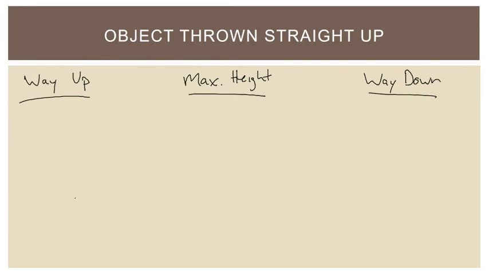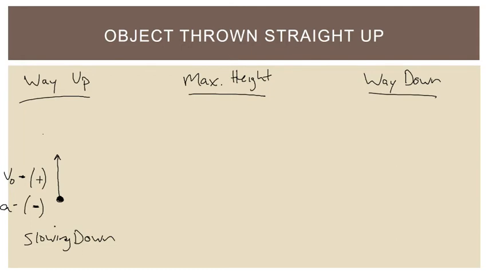So, let's talk about the way up first. On the way up, because the object is going up, and the velocity, initial velocity of the object tells you the direction it's traveling, the initial velocity is positive. But because the acceleration is due to gravity, and that always points toward the center of the Earth, the acceleration due to gravity is down. And that means on the way up here, this object is slowing down.